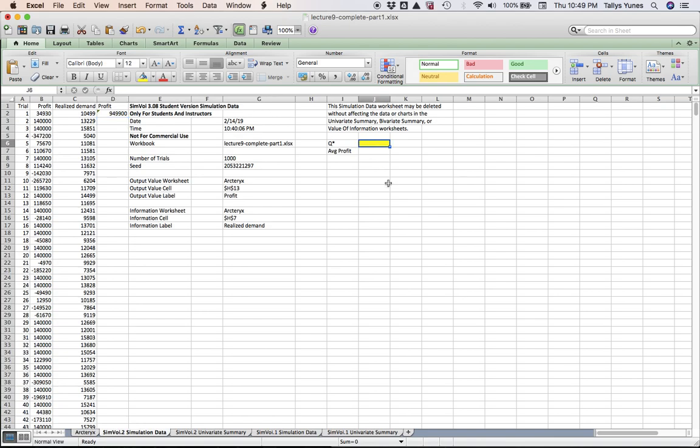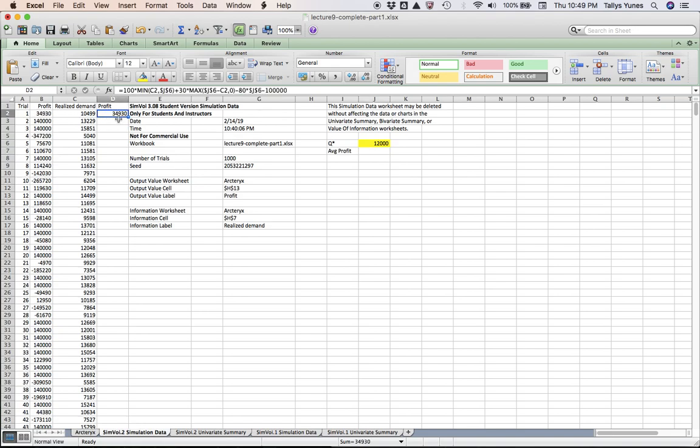Notice the following. If I go in the yellow and put 12,000, the value that appears here in D2 matches the value that's here. Why? Well, because the calculation that I just performed is exactly the same calculation the simulation was using.